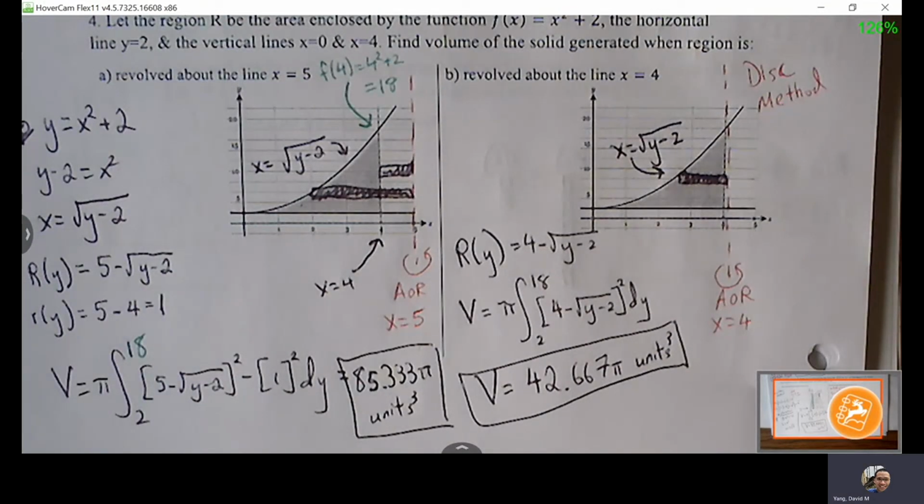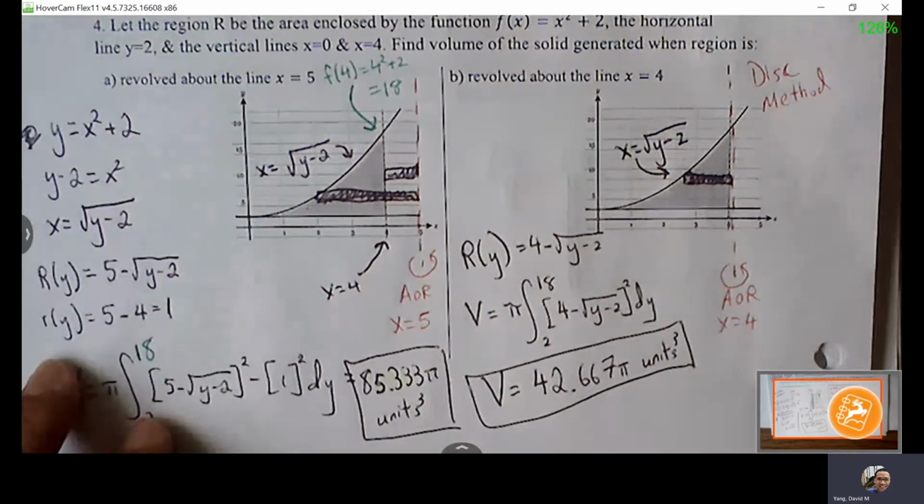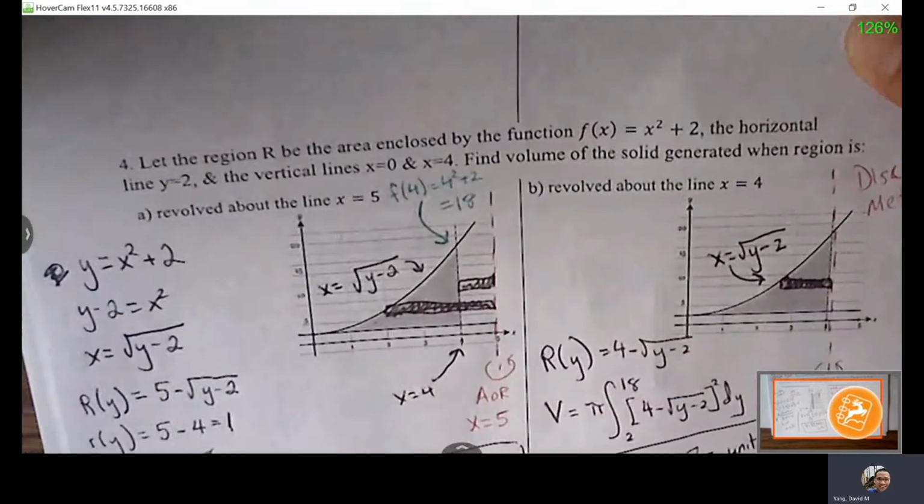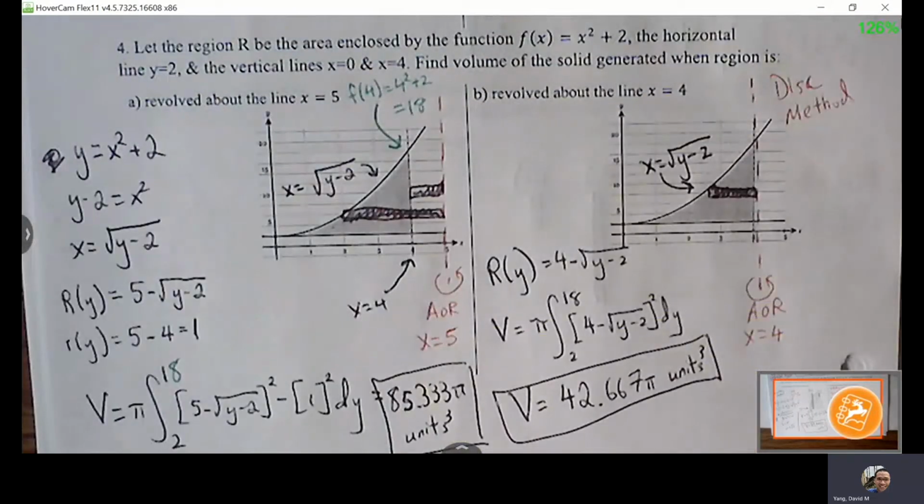Okay, check part B. Okay, any questions with part B?